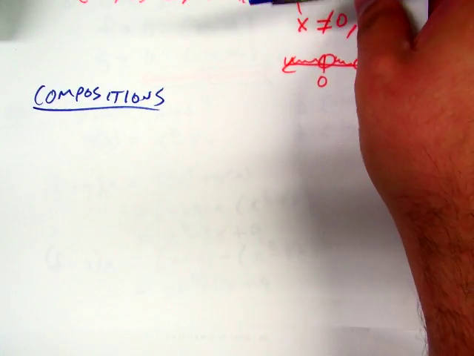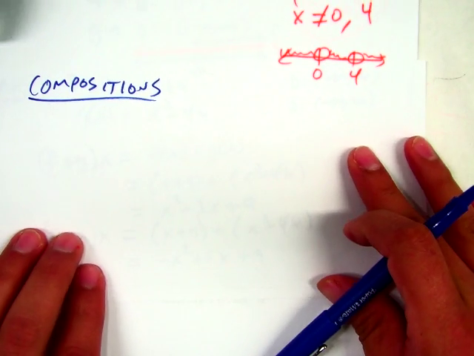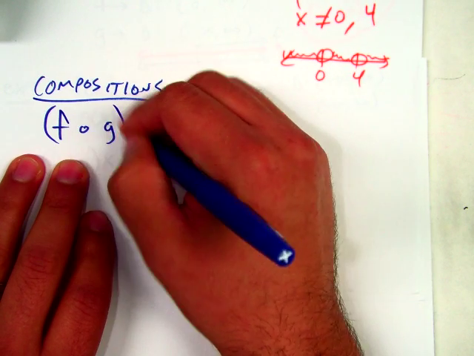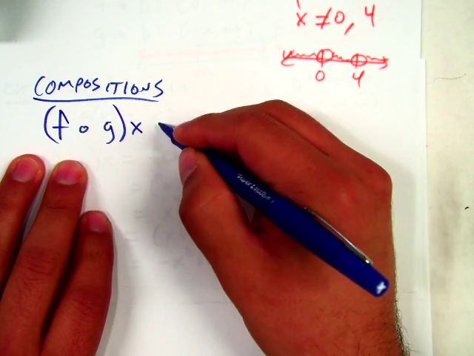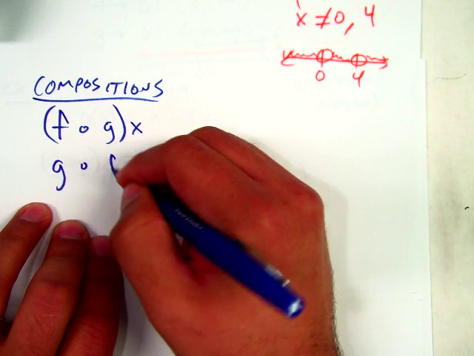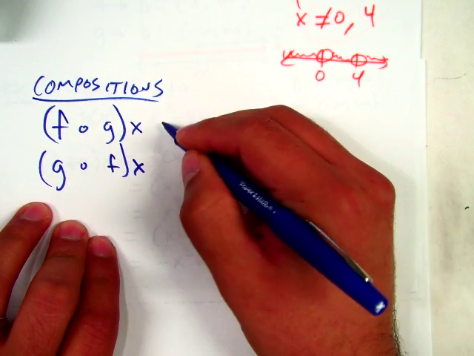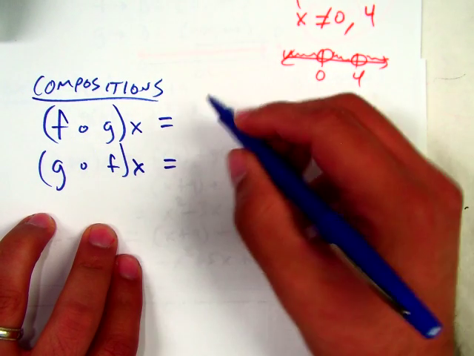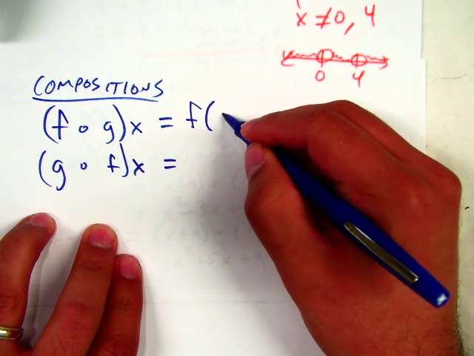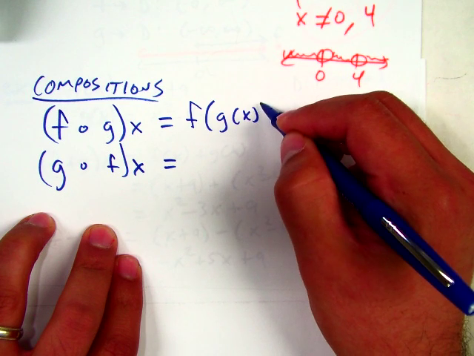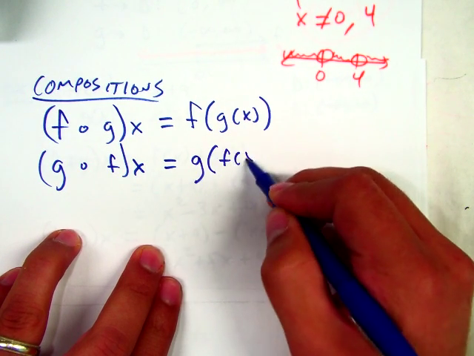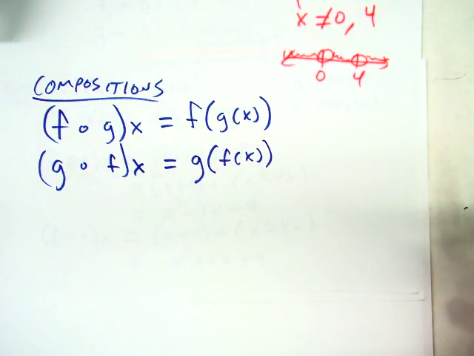So compositions look like this. F, it looks like it says f o g, okay? Or sometimes like this, and it looks like it says g o f, okay? But this is actually how you read them. This means the exact same thing as f of g of x. And this would be the same as g of f of x. Some people get confused with these, and they can be a little tricky, but I'm going to try to make things as easy as possible.